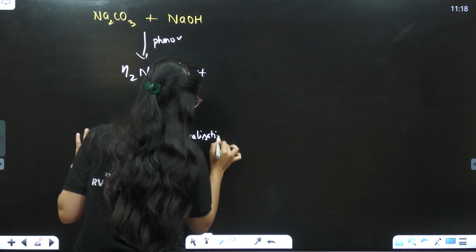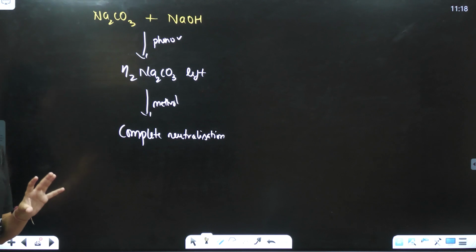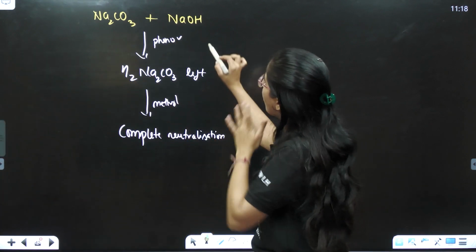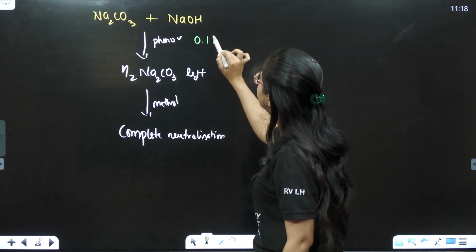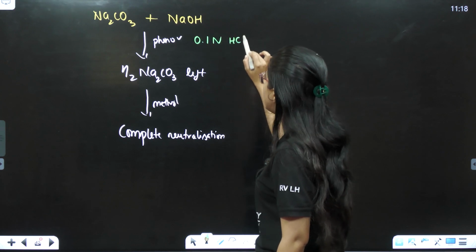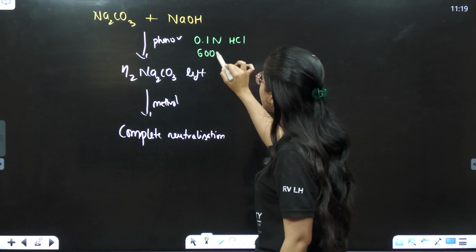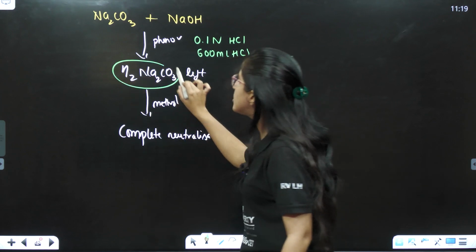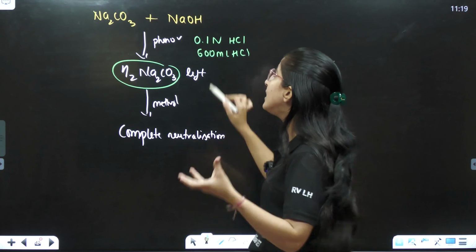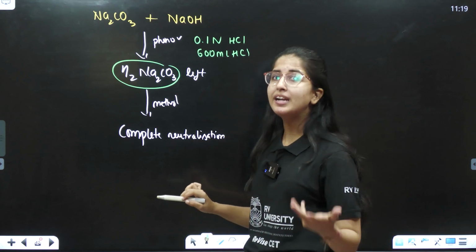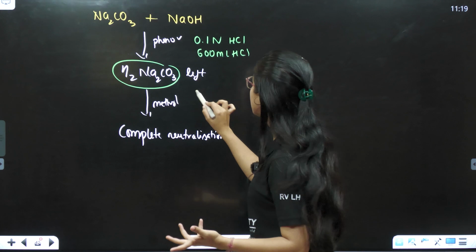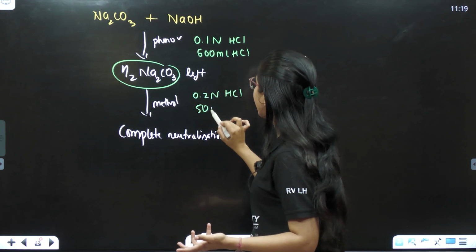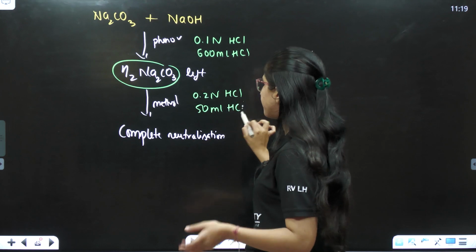Neutralization is occurring. Now carefully listen. During the phenolphthalein reagent, what normality of HCl have I used? I have used 0.1 normal HCl, and 600 ml of it. For the half moles of sodium carbonate, what concentration of HCl have I used? I have used 0.2 normal HCl, and 50 ml of it.